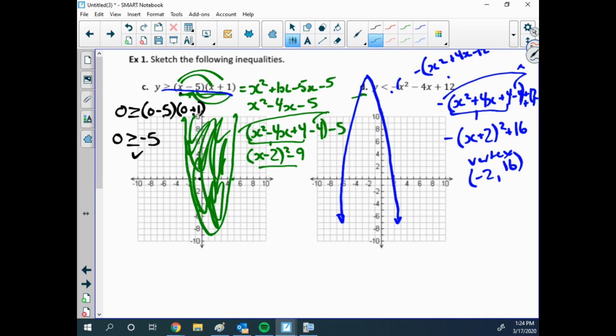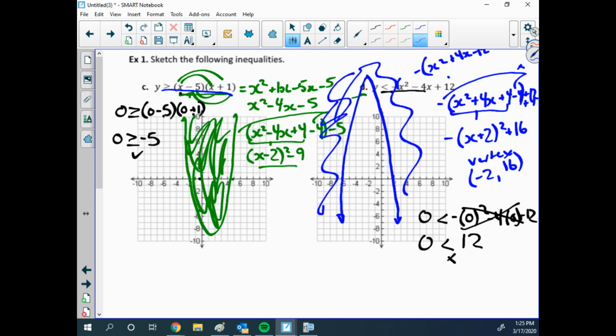Anyways, I'm going to take 0, 0 and substitute it into here. So is 0 less than negative 0 squared minus 4 times 0 plus 12? So really, I just need to look at the constant. So is 0 less than 12? No, it's not. So I will shade everything all the way around this function as part of my solution set.